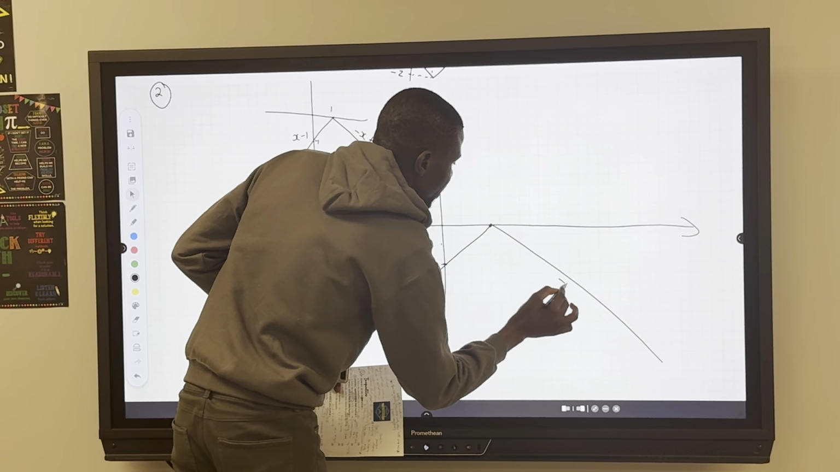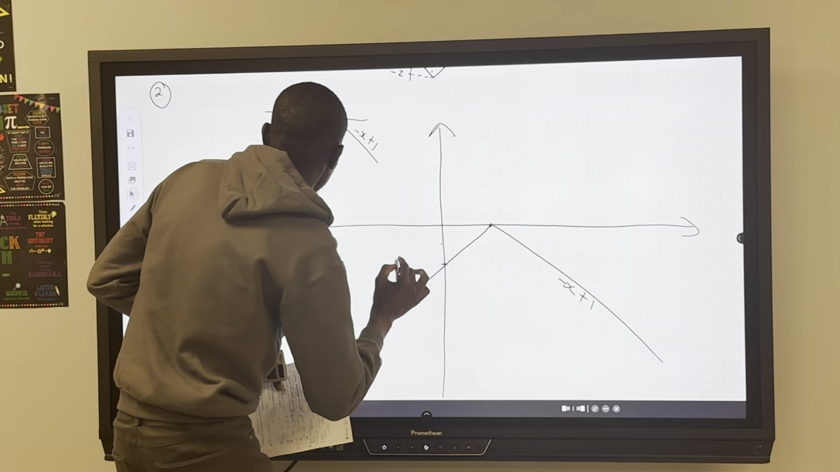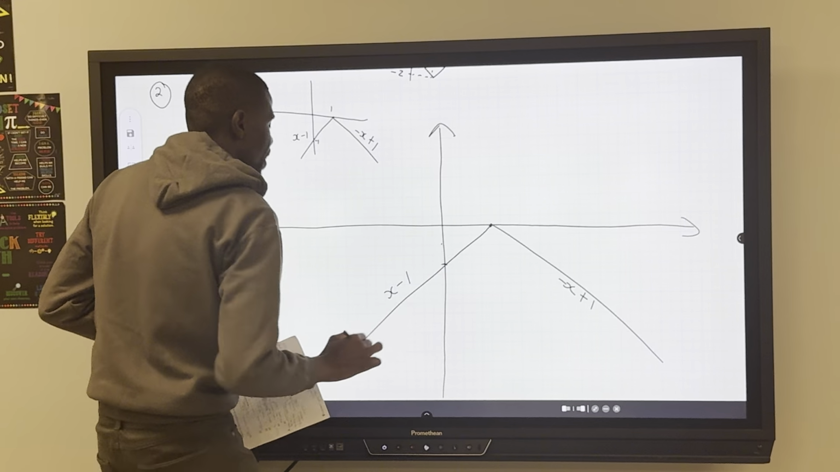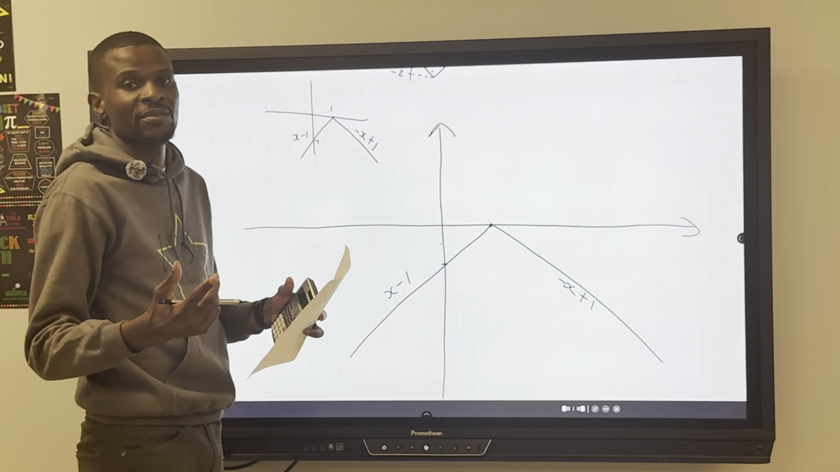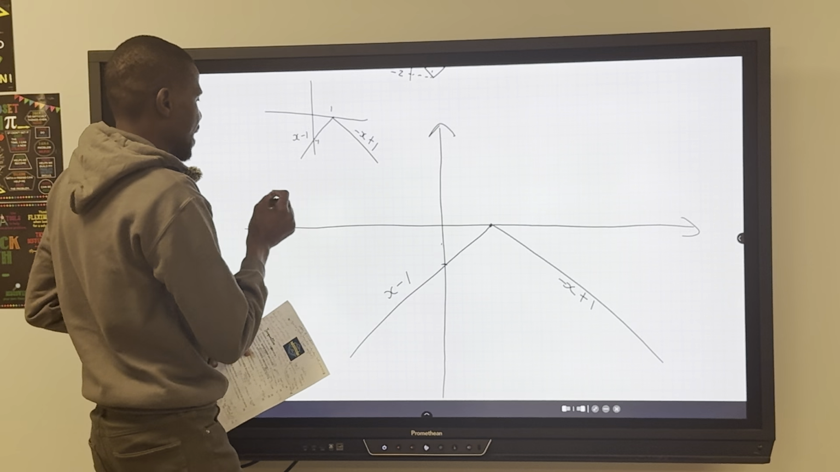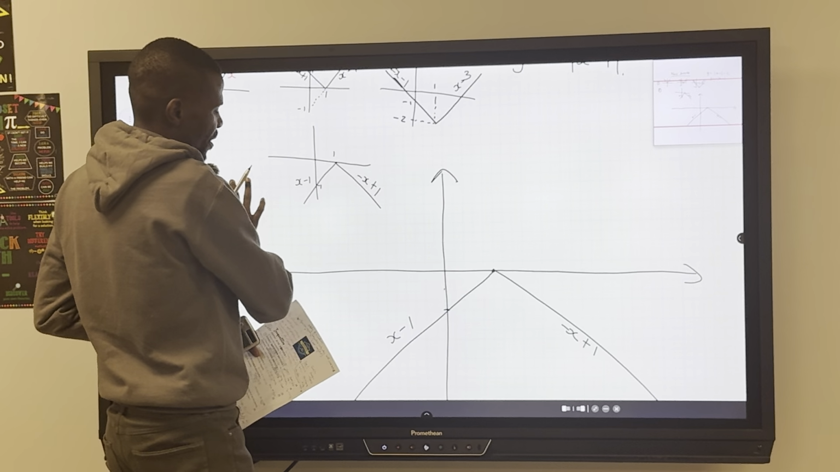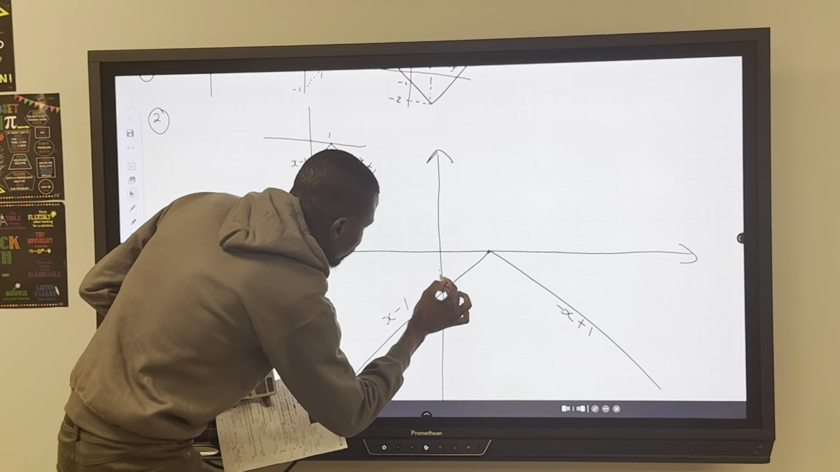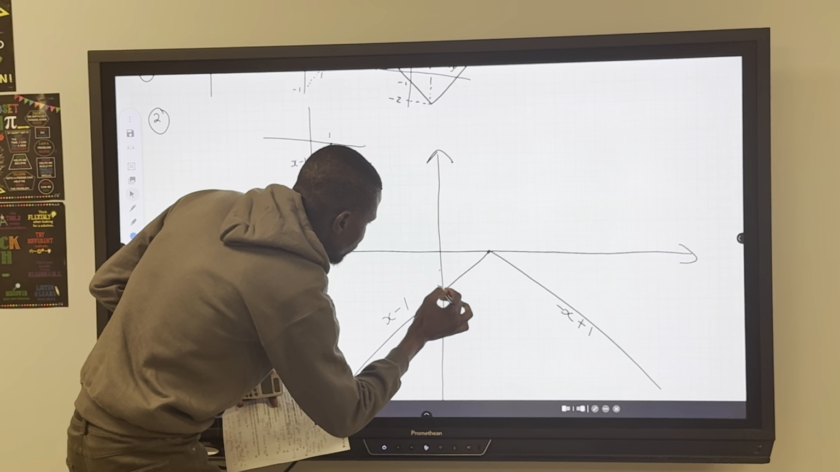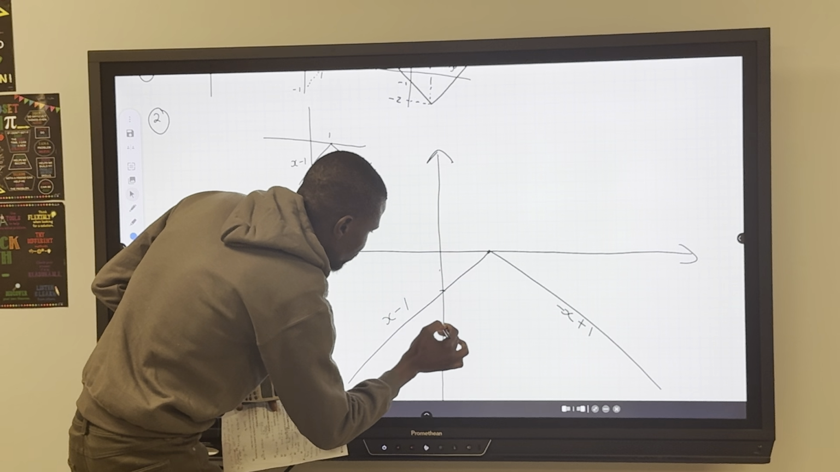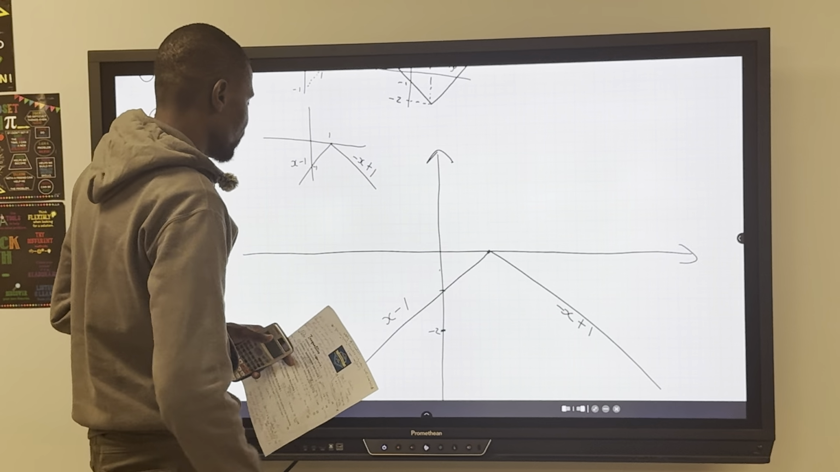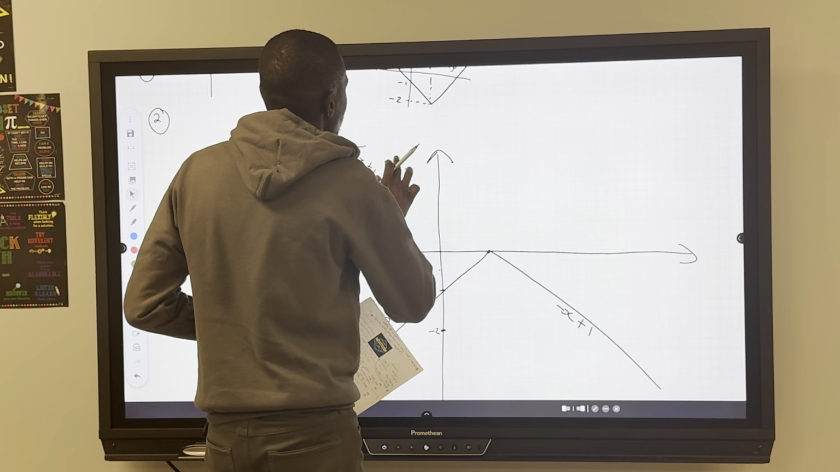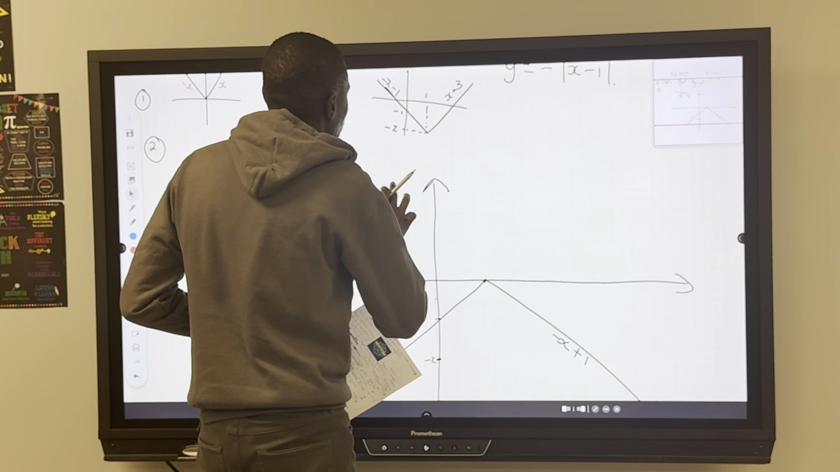All right, so I have the equation negative x plus 1, and I have x minus 1. So guys, you need to know the equations. They're very important to determine the critical values. All right, then another one here, since 1, 2, 1, 2, 3, 4, that's where the negative 2 is, right? Then what else?